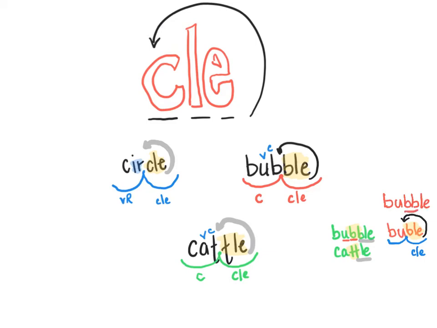So like I said, this is another syllable type, and when you have CLE, the words will always have 2 or more syllables, because CLE is its own syllable.